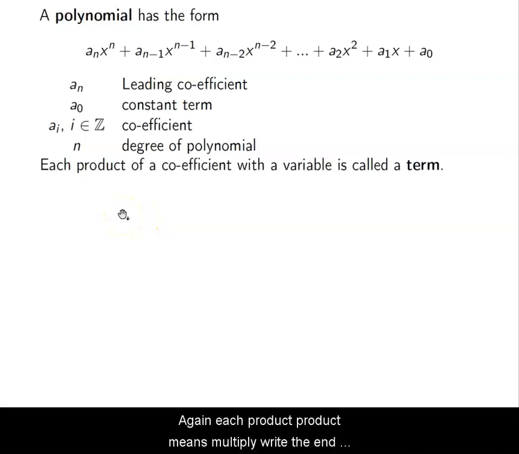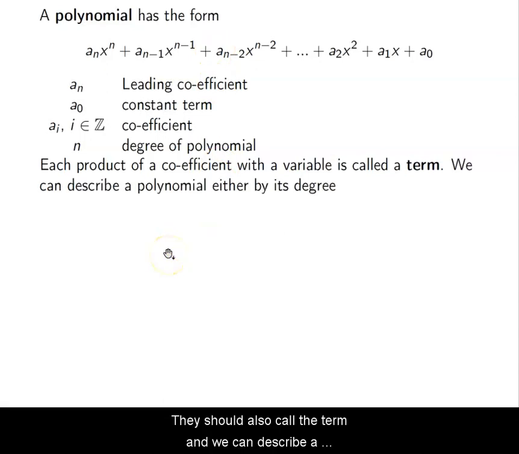Again, each product, okay, product means multiply, right? The end result of a multiplication. So each product, so each of these multiplications, coefficient times the variable piece, each of these is a term, right? So your terms are separated by the plus signs, or sometimes they may be minus signs if our a sub i is negative, okay? So each of those is called a term, and we can describe a polynomial in multiple ways. One way to describe it is by its degree. An nth degree polynomial, a 10th degree polynomial, a 5th degree polynomial, okay?